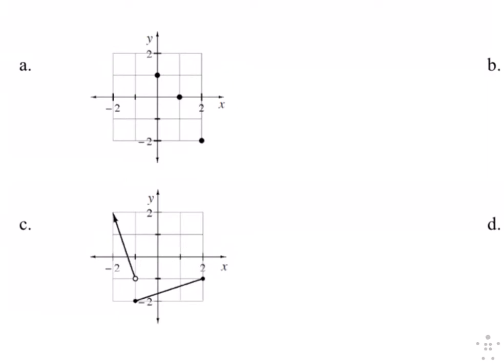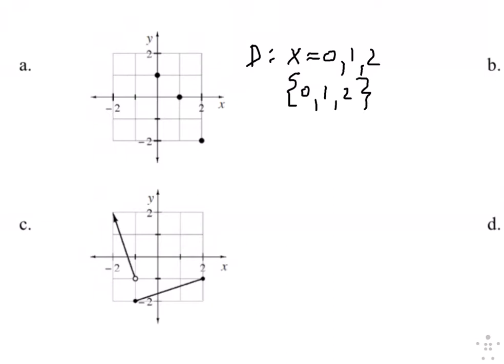So for A, the domain are the x values, right? So the domain are just the x values. So if we look, x is only allowed to be 0, 1, and 2, right? So x is 0, 1, and 2. You could use set notation, I guess, for that too, right? You could write this, 0, 1, 2.